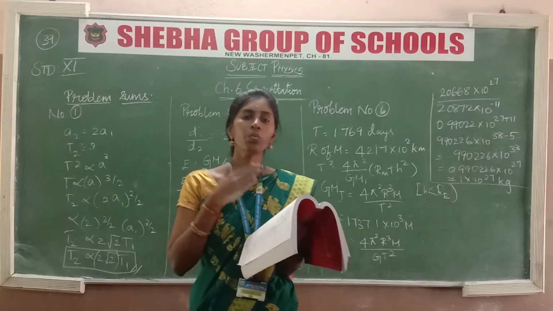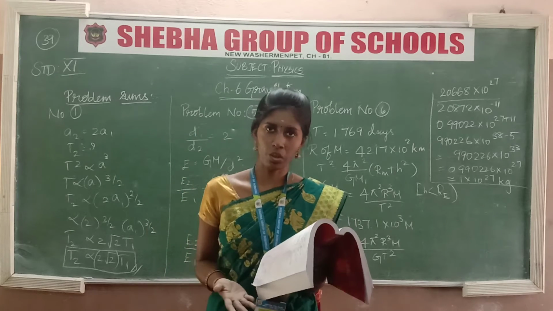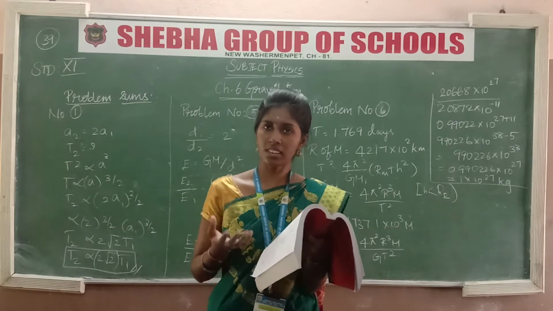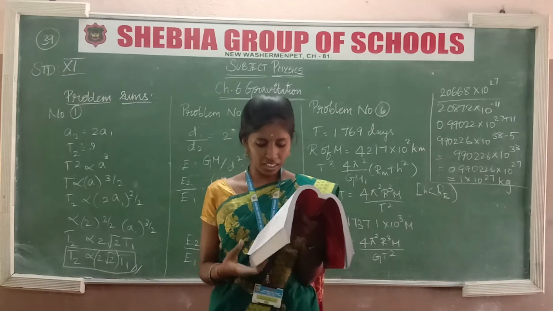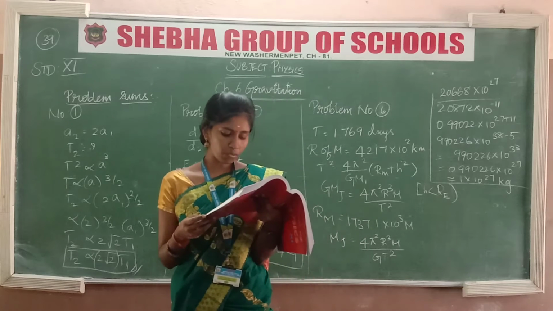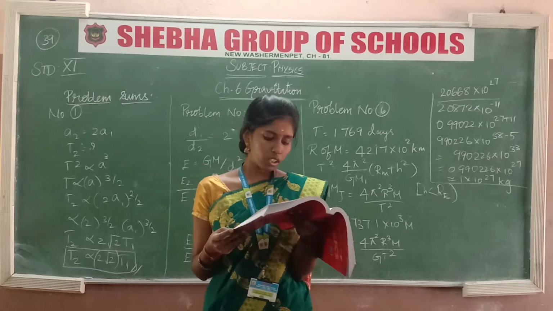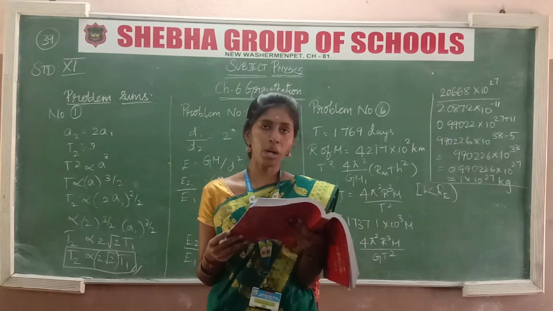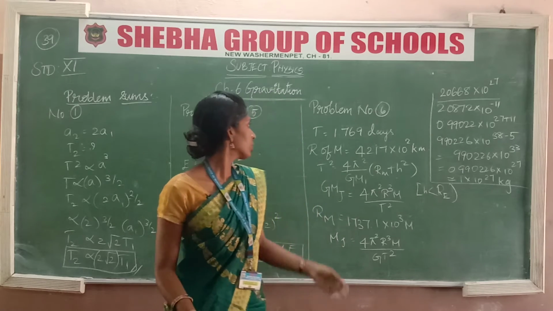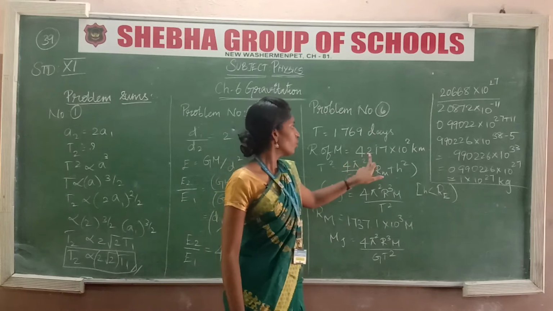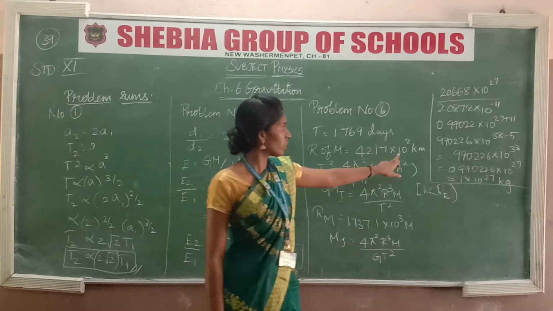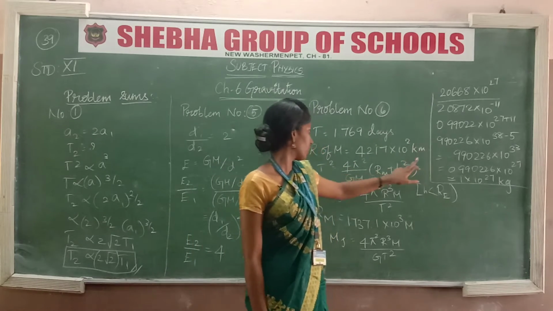So compared to the moon, Jupiter's mass will be high. Jupiter is already a bigger planet, so the mass will be very high. So find the calculation of the mass of Jupiter. The time period of the moon is equal to 1.769 days. The radius of the moon's orbit is equal to 4,217 into 10 square kilometers.